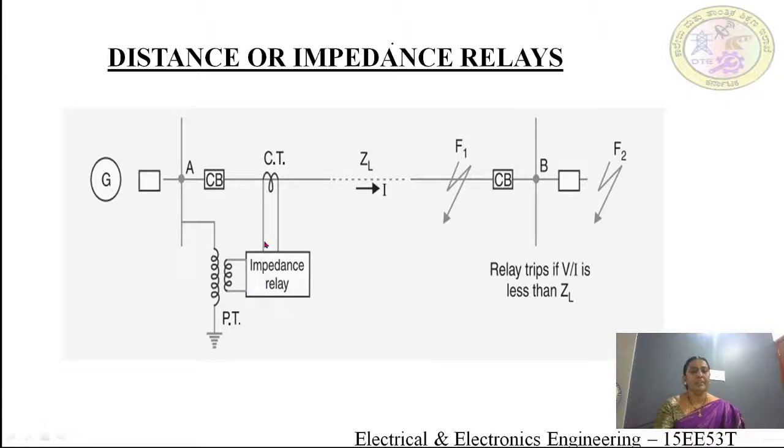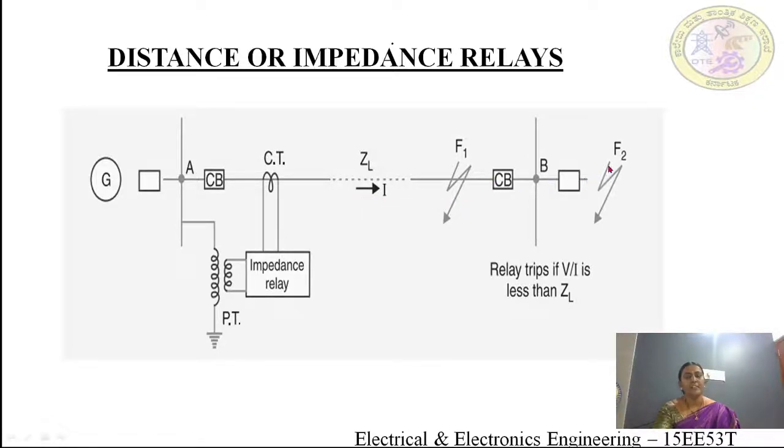Therefore, because of the CT and PT connected to this line, it is called an impedance relay. If a fault occurs at F1, the relay is going to trip because the V by I ratio of the impedance relay is less than ZL. ZL is the impedance of the line AB under normal condition.